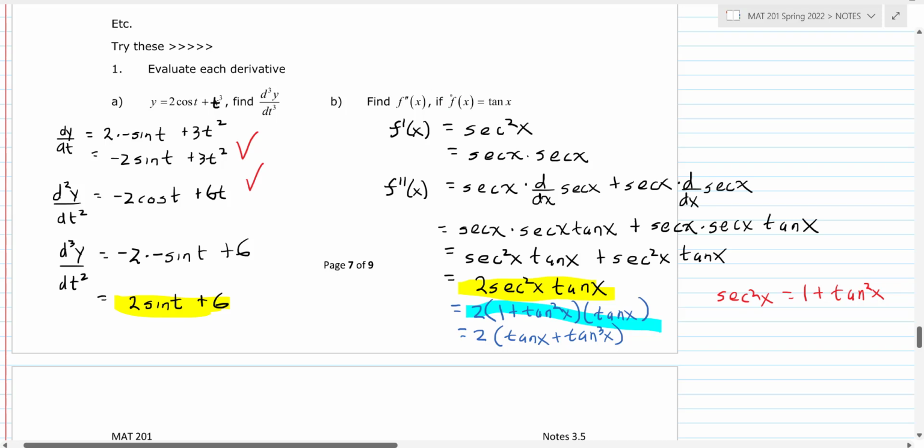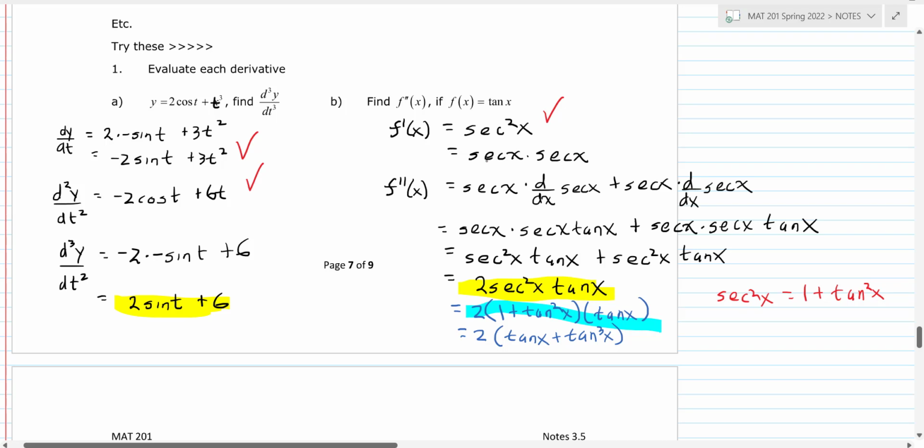So the first derivative of tangent is secant squared x. Now, you all don't know the chain rule yet. I mean, some of these problems would be easier if you knew the chain rule, but we hadn't learned that yet. So to do the second derivative, we're going to have to use the product rule.